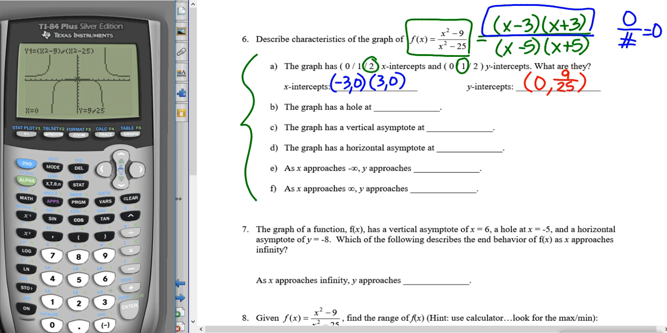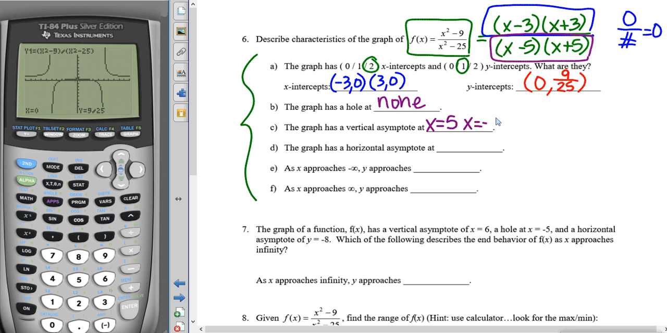All right, question B. The graph has a hole at... Well, in order to have a hole, the top and the bottom would need to have a factor that reduces. So I'm going to say none. There's no hole in this one. The graph has a vertical asymptote at... The vertical asymptotes are where the bottom equals 0 that don't cancel out. So I have 2 vertical asymptotes, one at 5 and one at -5.